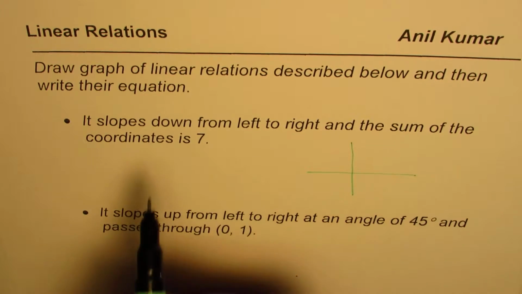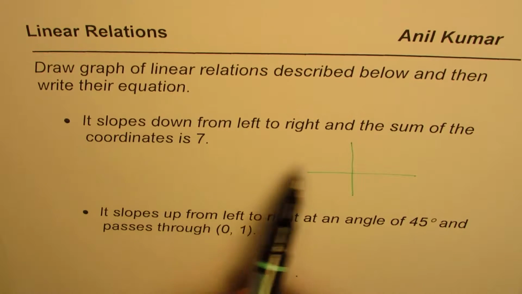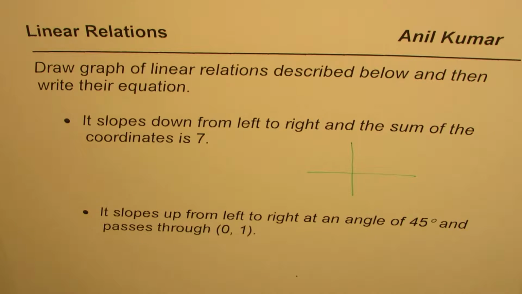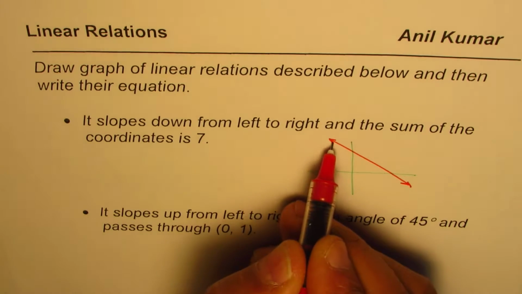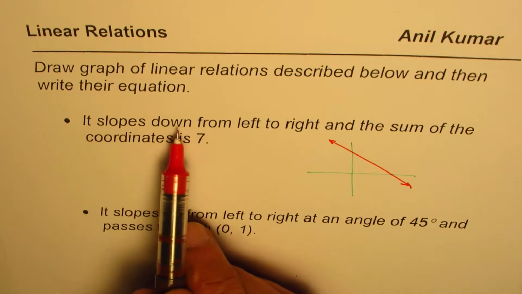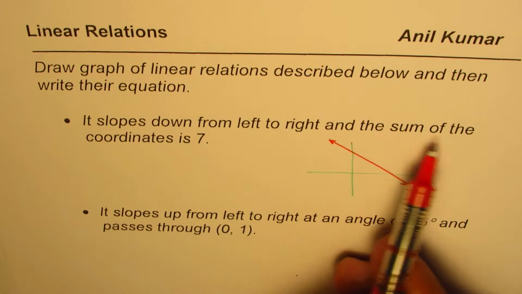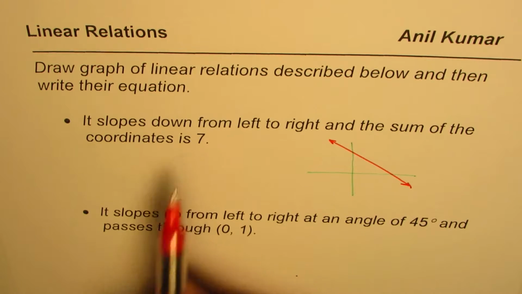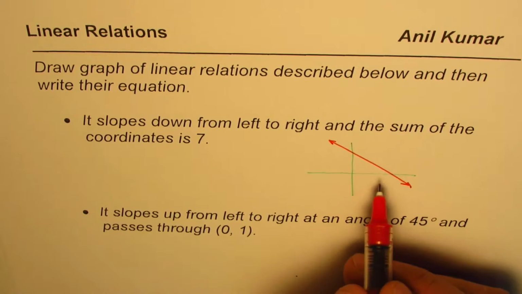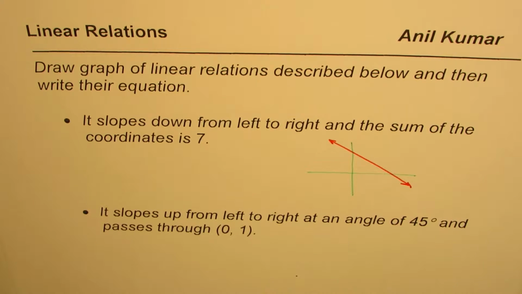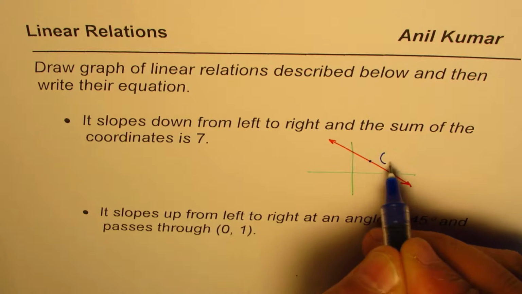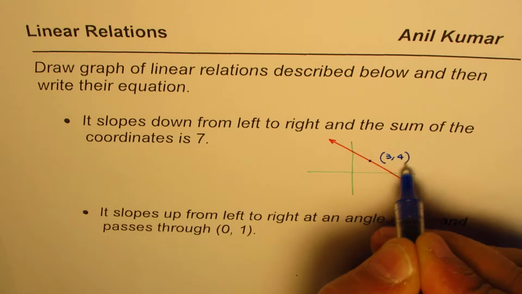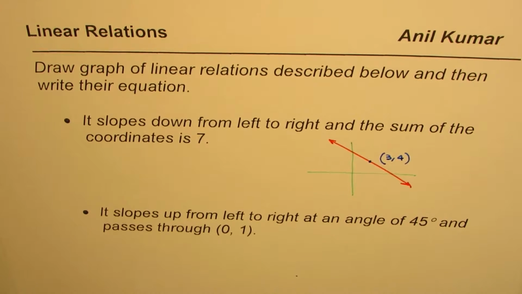Let's sketch one. So when we say it slopes down, then it's kind of coming downwards like that, right? So just sketch a line just going downwards like this. And now it says slopes down from left to right, and the sum of coordinates is 7. What does it mean? It means that if you add x and y, you should get 7. That is to say, if I have a point here, it could be like 3 or 4, right? So when you add them, you get 7. That is what it means, correct?